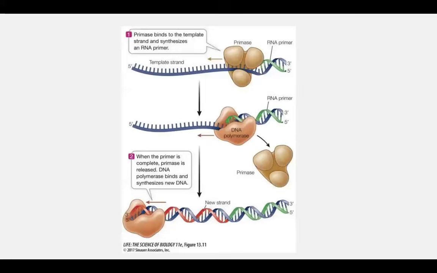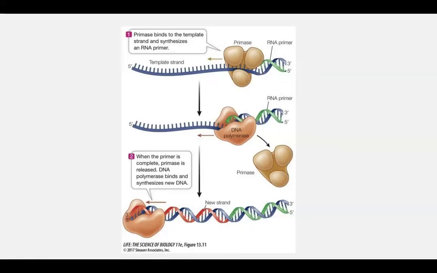So now we're going to talk about DNA replication. So what happens? DNA begins with a primer, which is a starter strand. And then the primer is complementary to your DNA template. So what happens is that primase binds to your template strand and synthesizes an RNA primer. After that, the RNA primer is synthesized one nucleotide at a time by primase.